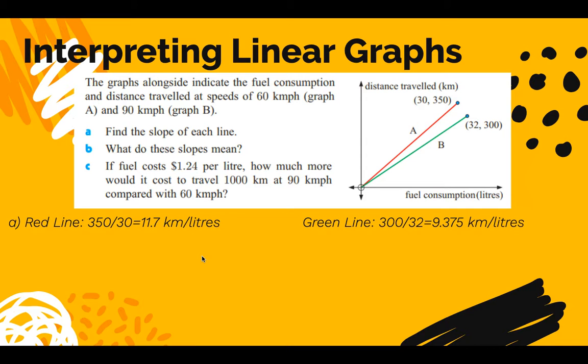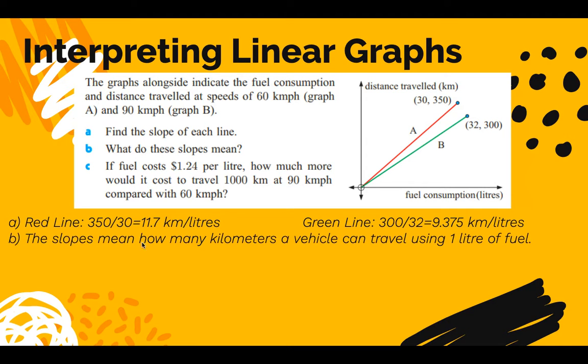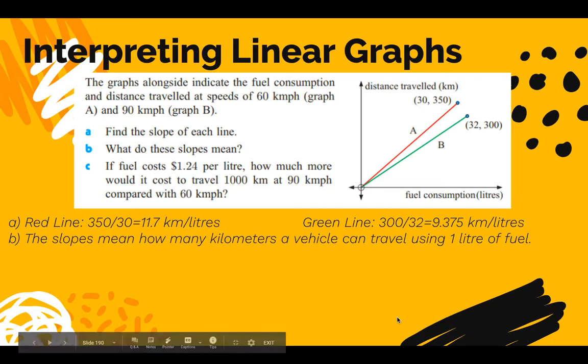So what do these slopes mean? Well, I explained that just above, but basically the slopes mean how many kilometers a vehicle can travel using 1 liter of fuel. Every time I increase 1 unit in the x direction, the y direction increase is represented by these numbers right here. So for every liter, you get 9.375 kilometers. For this one, for every liter, you get 11.7 kilometers. So these are unit rates.